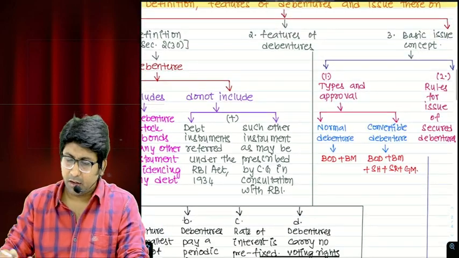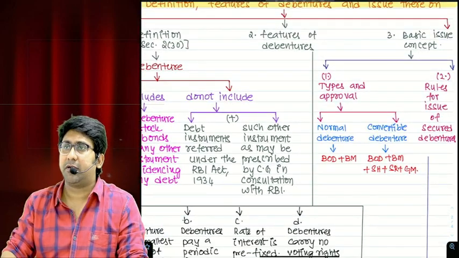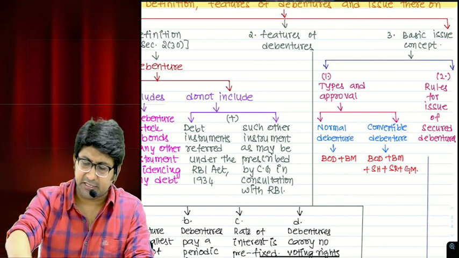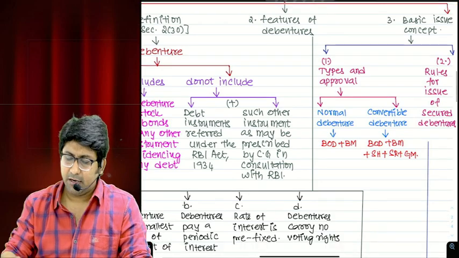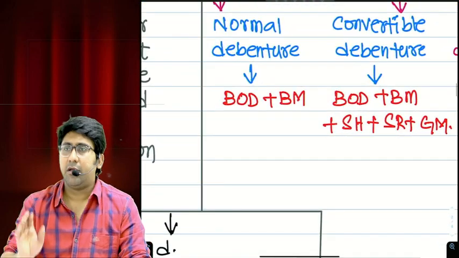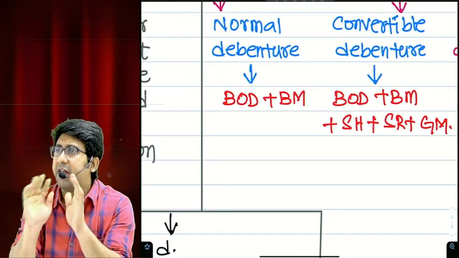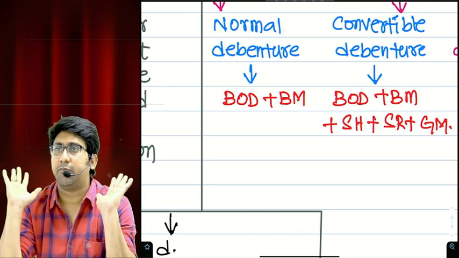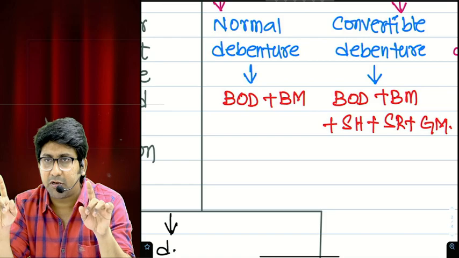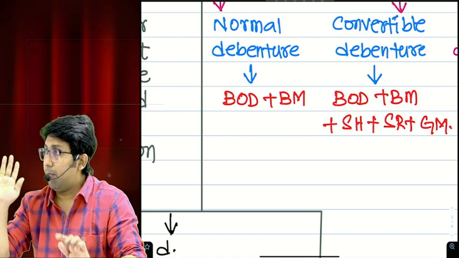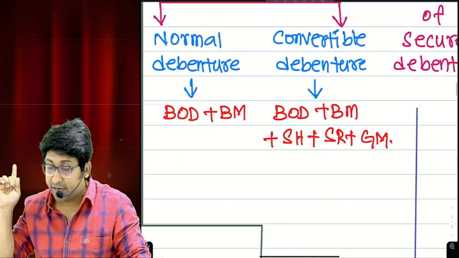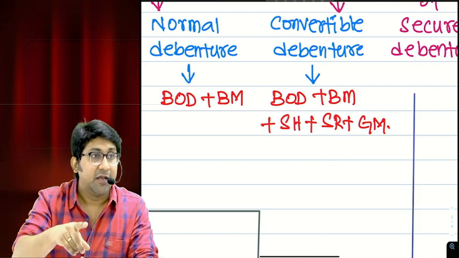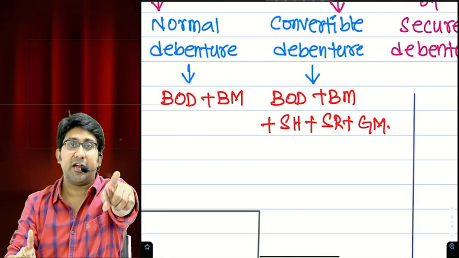Next, the basic issue concept. Basically, in the concept of debentures, certain points are there. Let's try to understand. Types and approval. Sir, I don't want to issue a convertible debenture, I want to issue a normal debenture. Only board of directors approval. Whose approval, sir? Board of directors. No shareholders. But if you issue a convertible debenture, along with the board approval, shareholders' approval is also mandatory. Hope you can understand the reason for that.